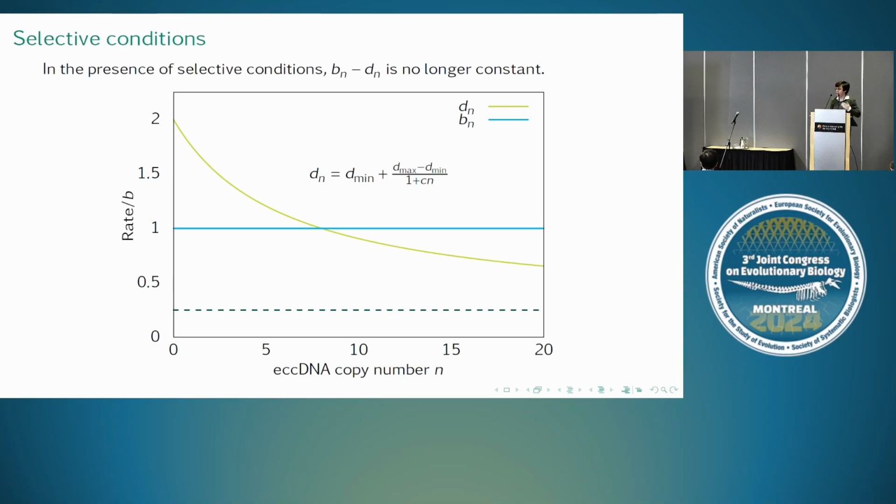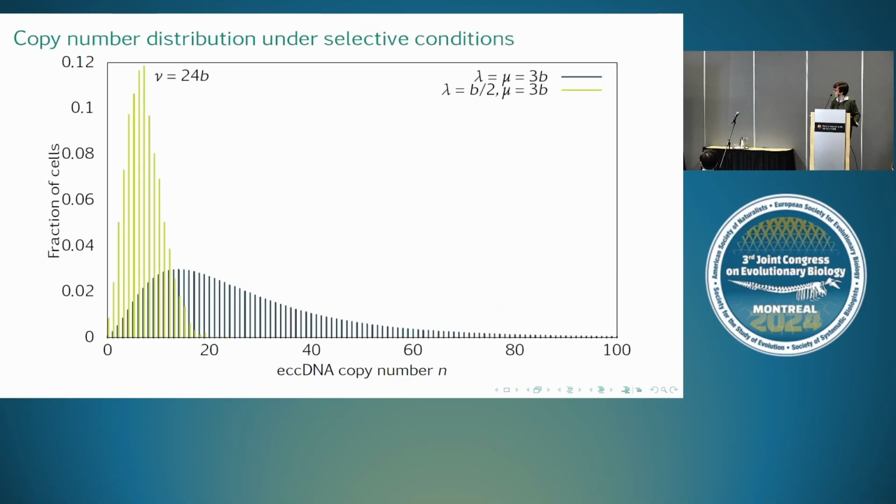All right. And we can ask again, first, what does the typical number of ECCDNAs look like in a cell in these selective conditions? And this is what it looked like. And I promise I did not make a mistake and accidentally put the same slide on here twice.